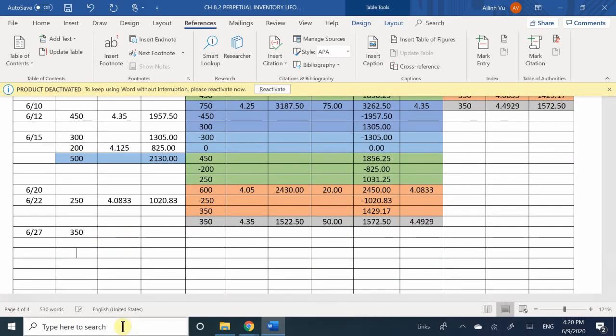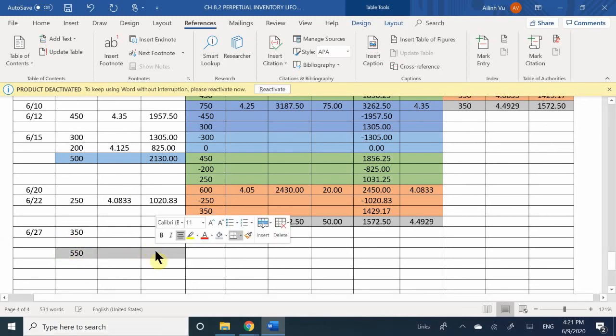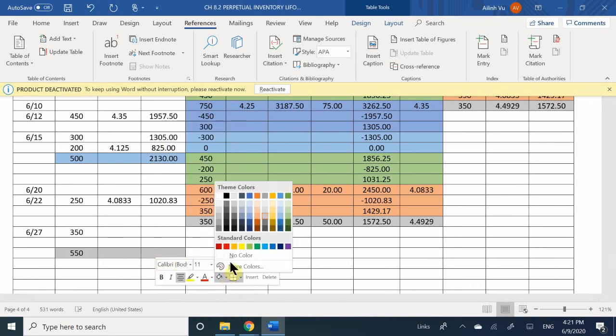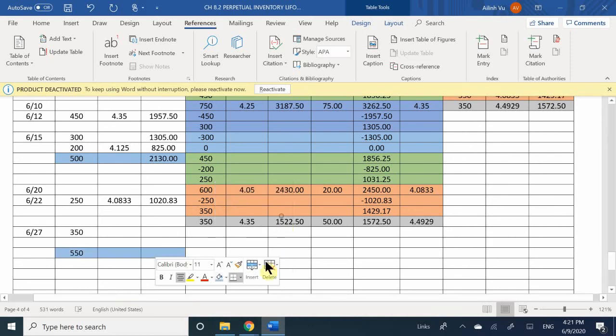Eliminate that. So how much do we need to sell more or take out from the next batch in order to reach the total of 550? We need 200 items, 200 units. Okay. So good.